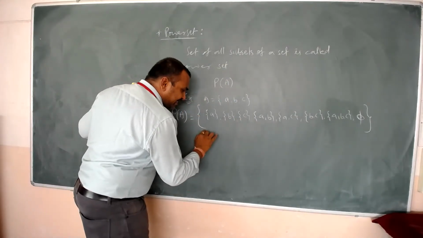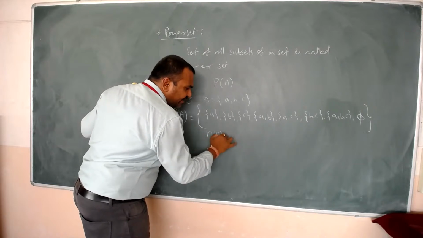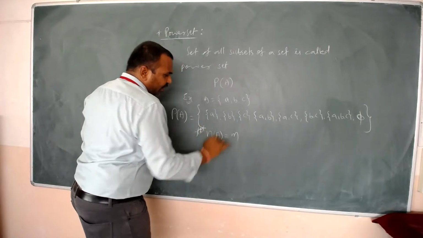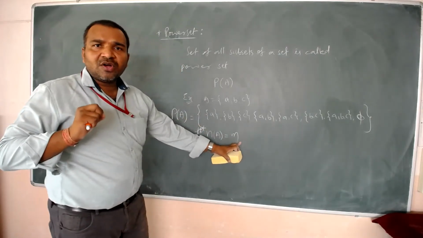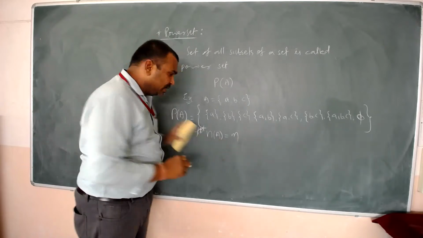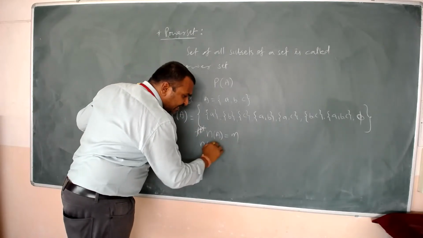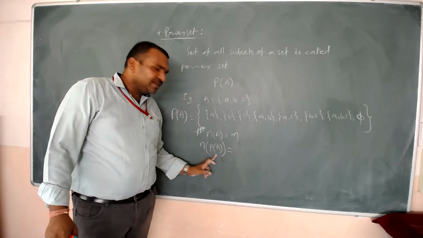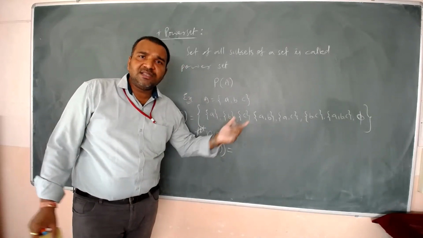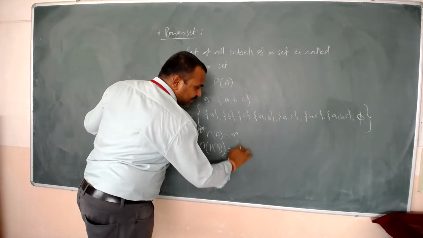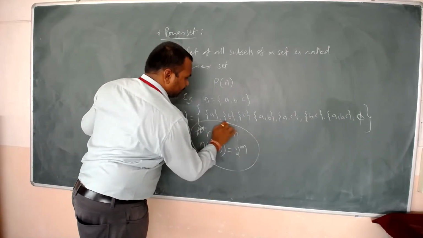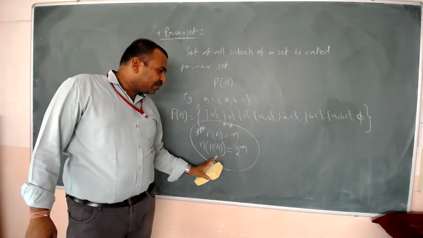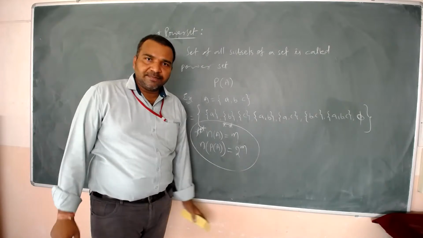Now, you can guess easily, if n of A is equal to m, most important concept, this one also. n of A equal to m means the number of elements in A is m, then the number of elements in its power set, you can guess easily. What are the elements in the power set? Subsets. How many subsets are there? 2 power m. So n of A equal to m, then n of P of A equal to 2 power m.